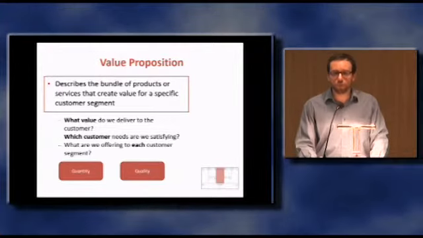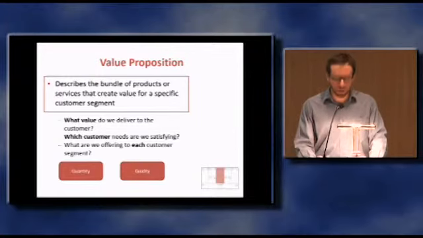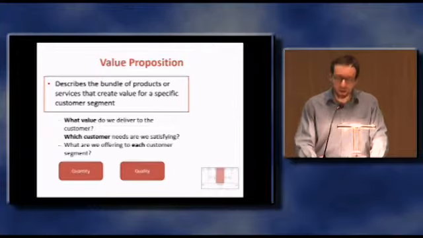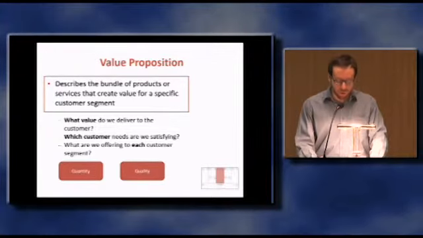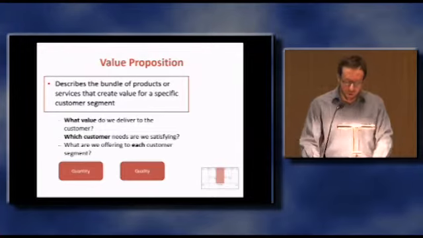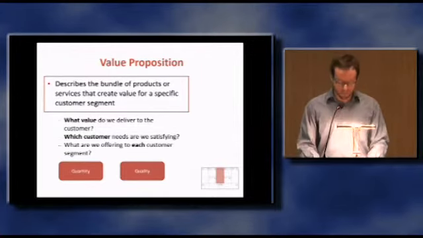So, once you have defined all your customers, you have to explain which value proposition you may bring to each different type of customer segments. So, the value proposition describes the bundle of products or services that create value for a specific customer segment. The questions that you have to answer are two. What value do you deliver to the customer, and what exactly are you offering to each different customer segment?